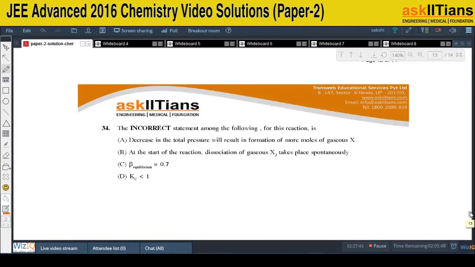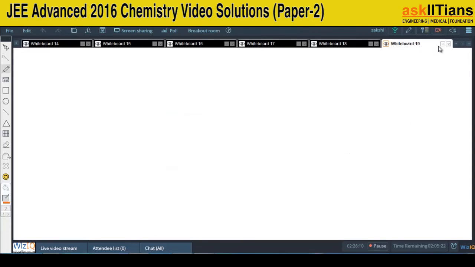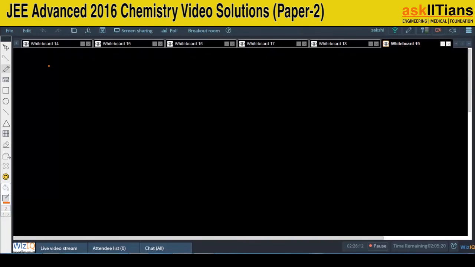The first is, decrease in the total pressure will result in the formation of more moles of gaseous X. At the start of the reaction, dissociation of gaseous X2 takes place spontaneously. B equilibrium is 0.7 and Kc is less than 1. So now let us try to justify all these 4 options that have been given, and figure out which is correct and which is false out of them. So let me write down all the options one by one. So this is question number 34.